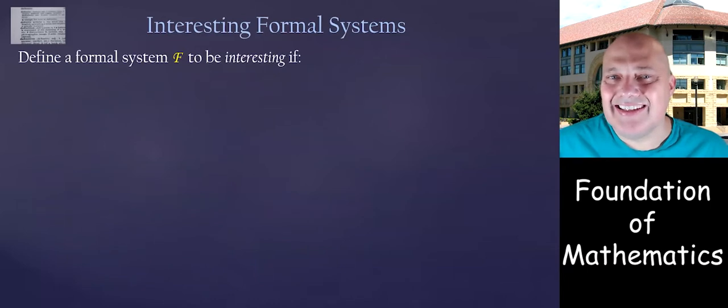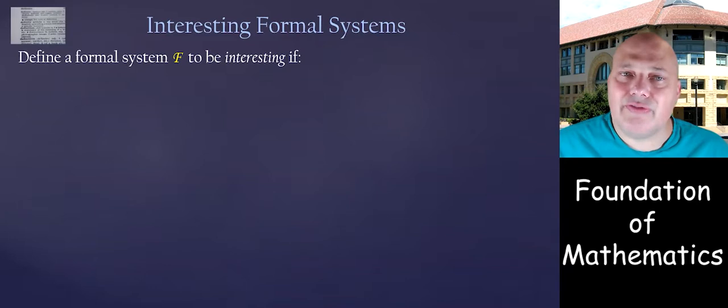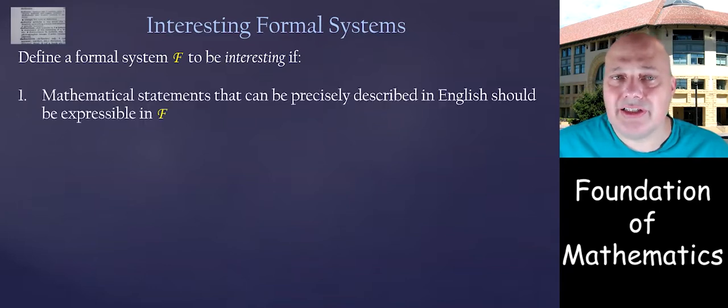So what we want is first that the system will be interesting. Let's define a formal system F to be interesting if mathematical statements that can be described precisely in English should be expressible in this system. If we want to base all of mathematics on this formal system, we want to be able to express whatever we can already express in English in a formal way.